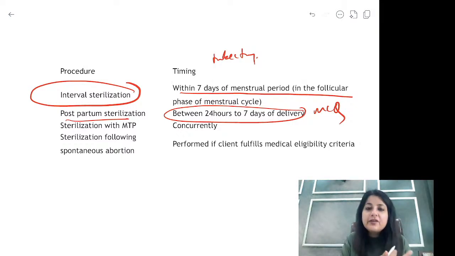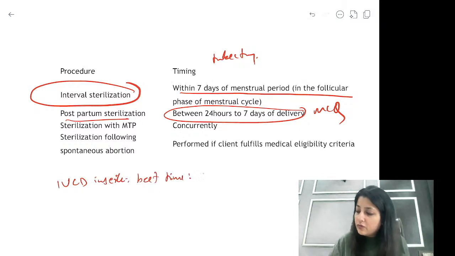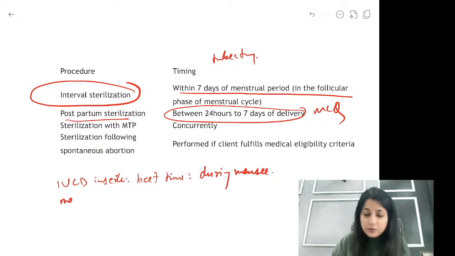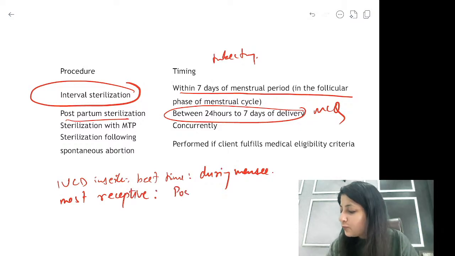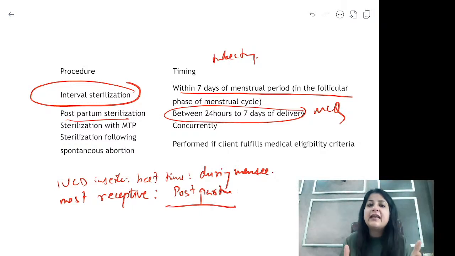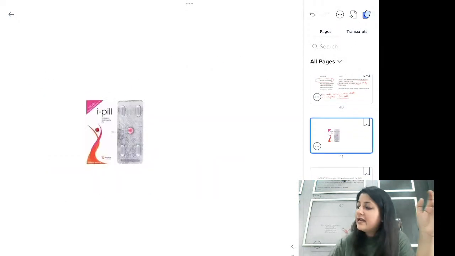IUCD का insertion best time क्या है? Best time is within menses. ओके, ड्यूरिंग मेंसेस के टाइम करना चाहिए. बट मोस्ट रिसेप्टिव टाइम क्या है? मोस्ट रिसेप्टिव जब शी विल अग्री, दैट इज पोस्टपार्टम. सो बेस्ट टाइम टू इंसर्ट एन IUCD इज ड्यूरिंग मेंसेस, बट मोस्ट रिसेप्टिव इज ड्यूरिंग पोस्टपार्टम. क्लियर? Okay. Last few questions.